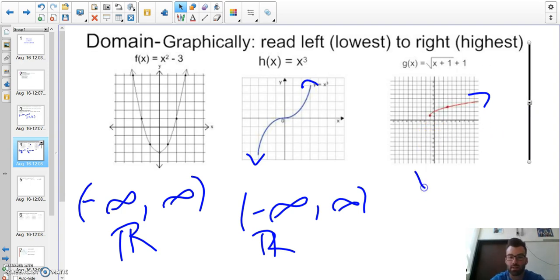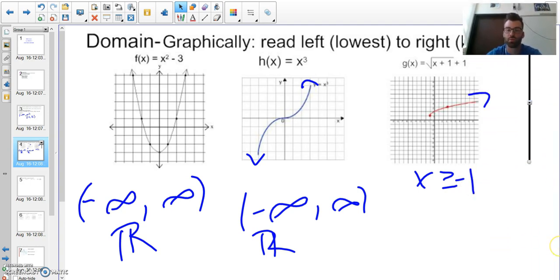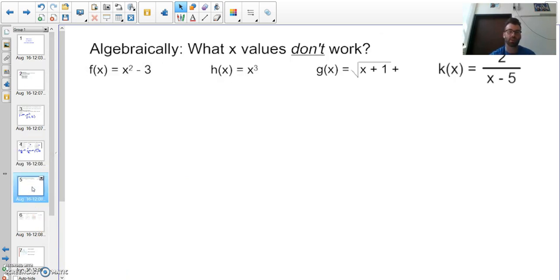I'm going to write it in inequality notation. x is greater than or equal to -1, I apologize, -1. Well, in interval notation, what's that going to look like? That's going to look like -1 and any number bigger than -1, so off into infinity. It's going to be a bracket here and a parenthesis there. So domain is from left to right. When I think domain, I think left to right looking at a graph. Well, let's think about it algebraically.